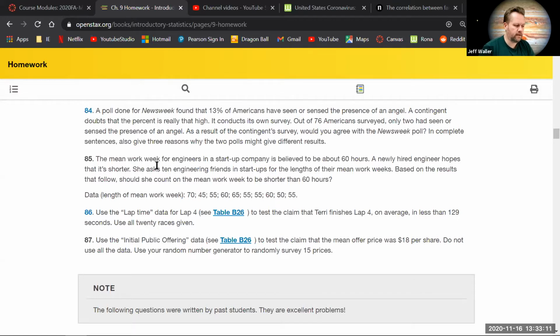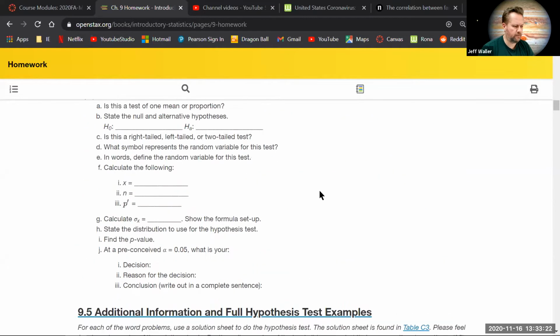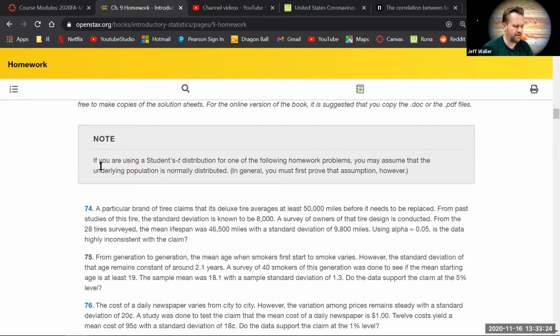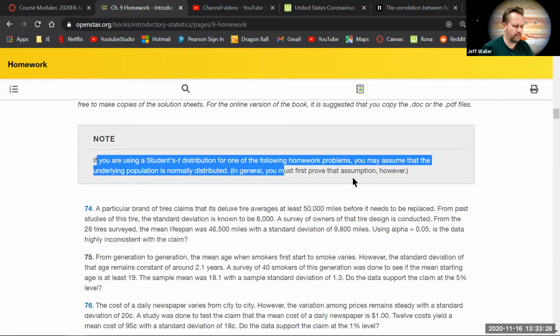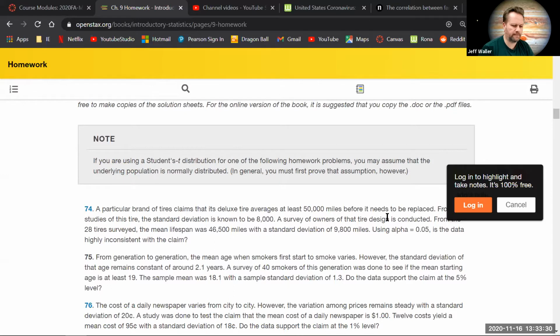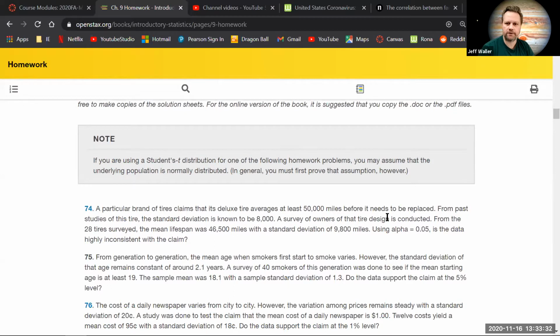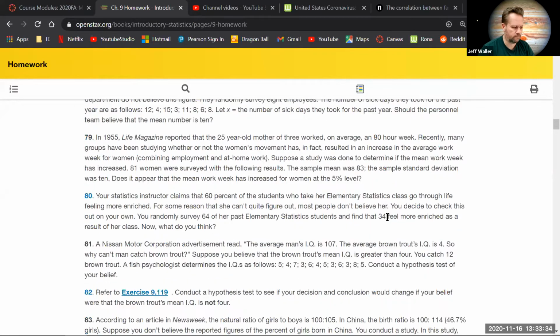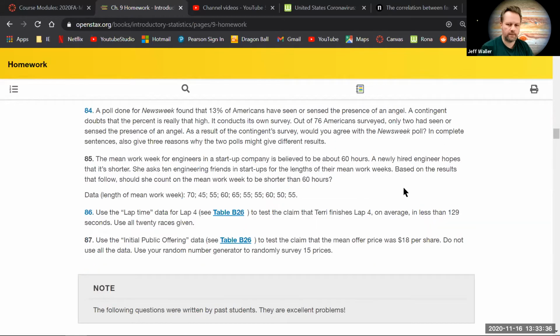Another thing is, she only talked to 10 people. N is 10. Is that okay? But a lot of people miss this. Note, if you are using a student's t distribution, you may assume that the underlying population is normally distributed. So that's fine. We don't need N to save us for this problem. You guys, everybody still with me?